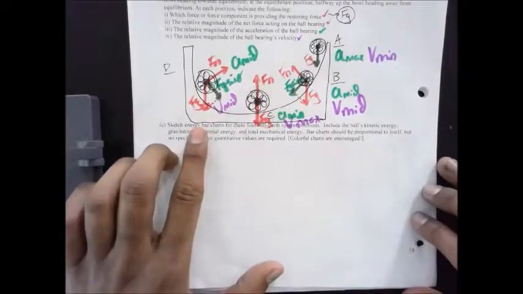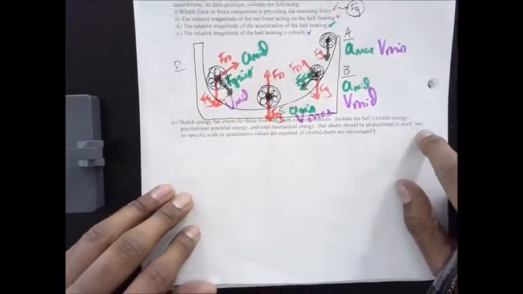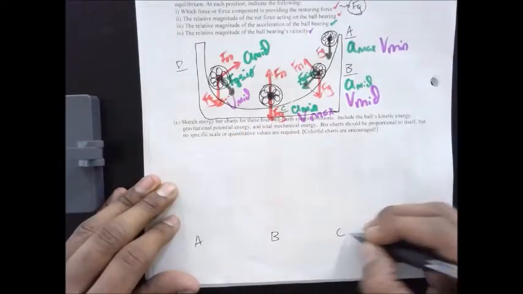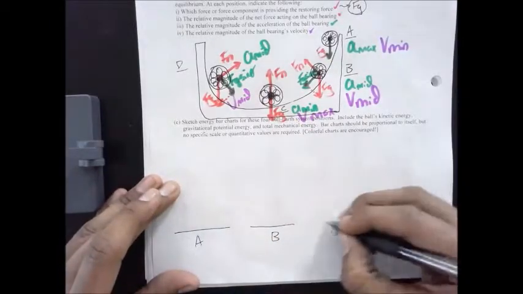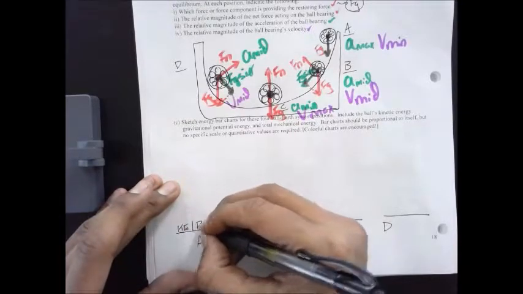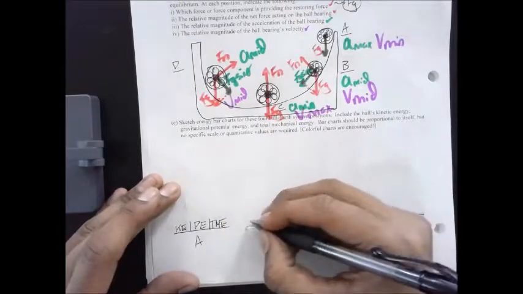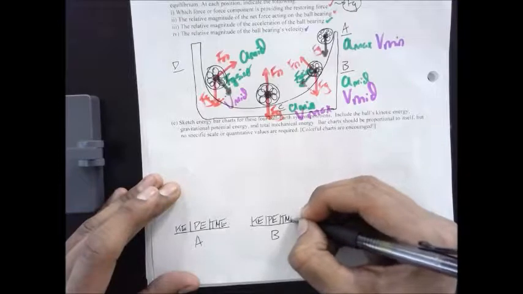Sketch energy bar charts for these 4 ball-Earth system positions. Include the ball's kinetic energy, gravitational potential energy, and total mechanical energy. Bar chart should be proportional to itself, but no specific scalar or quantitative values are required. Cool. So let's do A, B, C, and D. Say KE, PE, and TME. Total mechanical energy.